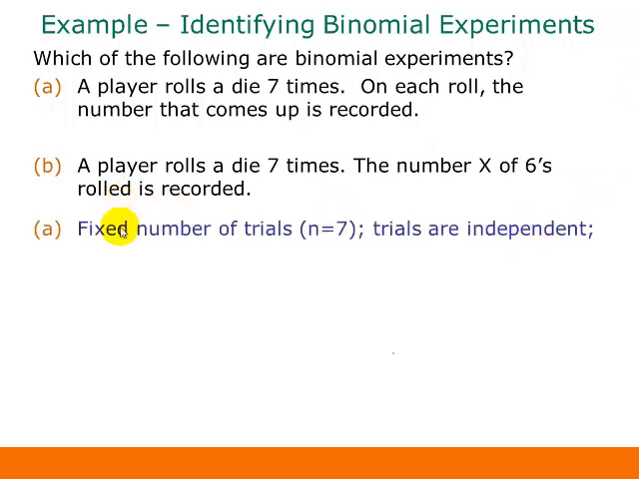So looking at those requirements, we have a fixed number of trials because we already know that the player is going to roll the die 7 times. So our number of trials is 7.